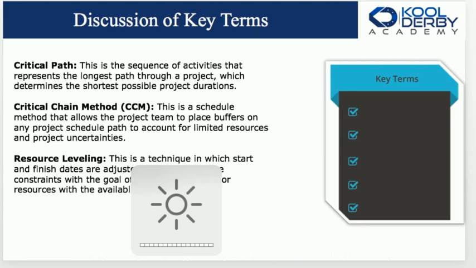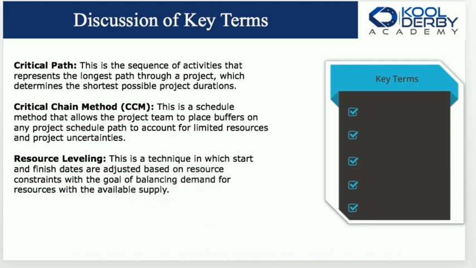Okay, moving on to critical chain method. This is a definition question on the exam. This is a schedule method that allows the project team to place buffers on any project schedule path to account for limited resources and project uncertainties. The key word here is buffers. Another key word here is related to resources. Not only resources, but limited resources. This is the critical chain method, and you can pretty much count on this question being on the exam as a definition question.